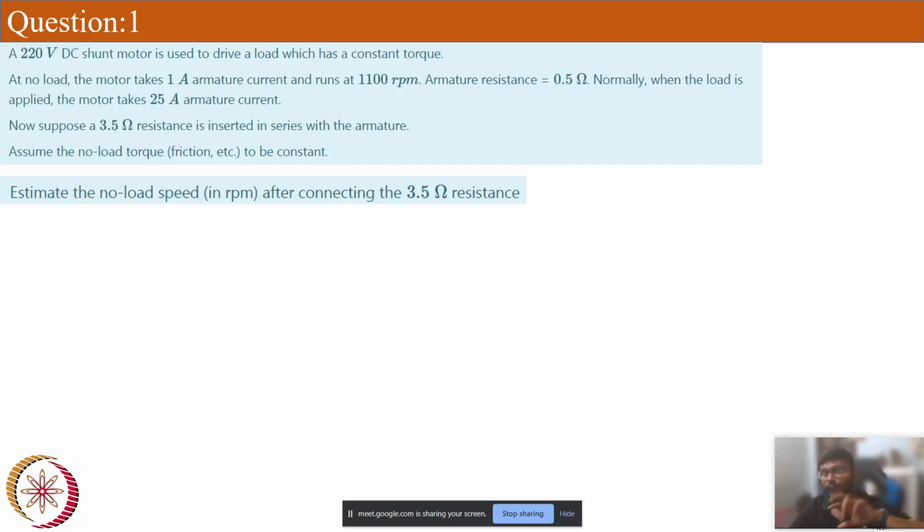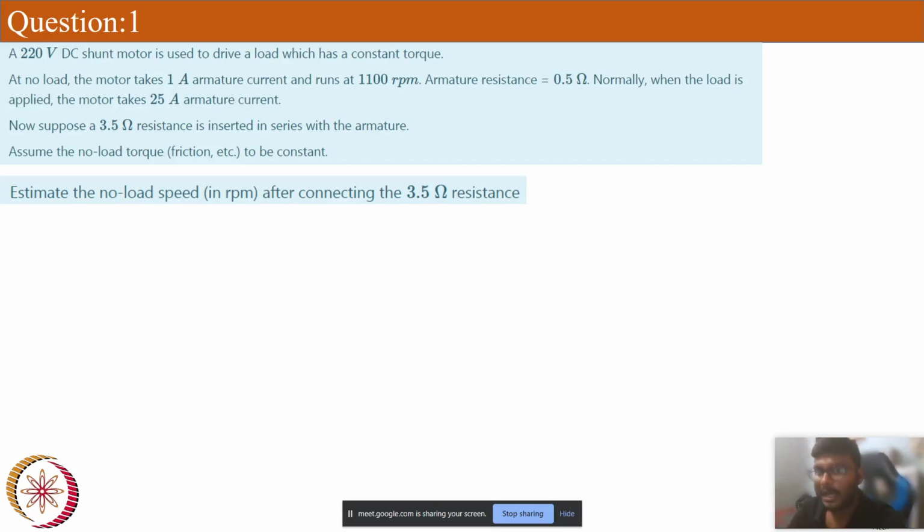When the armature resistance is 0.5 ohms, my DC shunt motor is rotating at 1100 rpm under no load condition. Under the same no load condition, when my armature is added with 3.5 ohms resistance in series, I want to see how much speed it is rotating in the second case. That is the new speed of my DC shunt motor. While solving this question, I will go with only the basic equations which we started today's session with, that is the EMF generated equation, which is basic for any kind of DC machine problem.